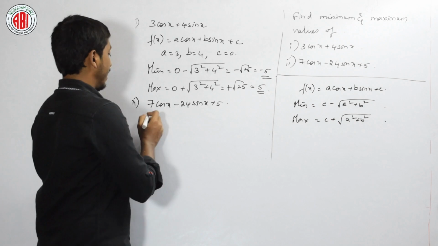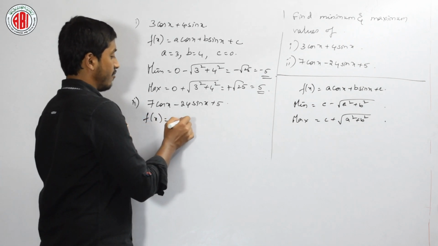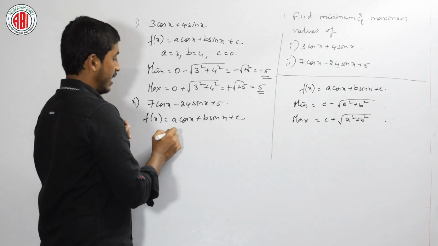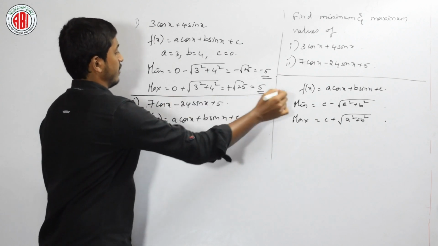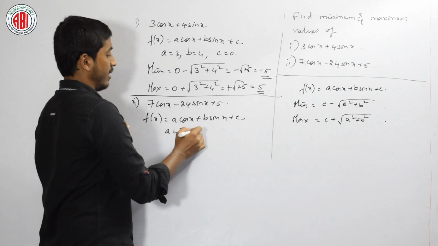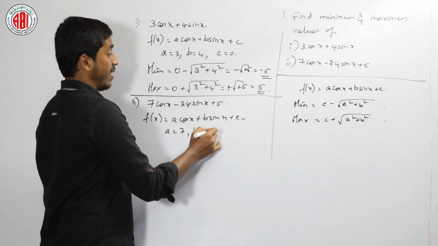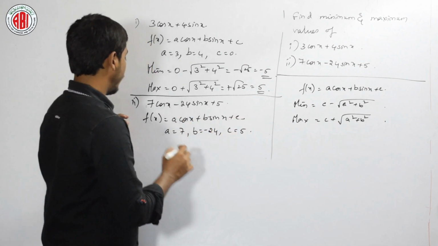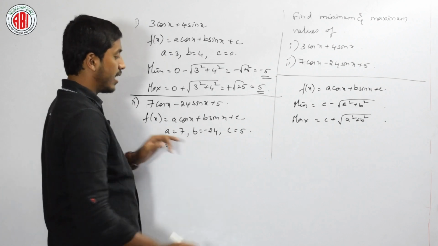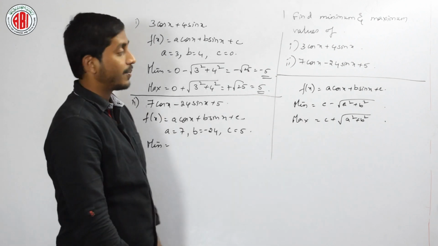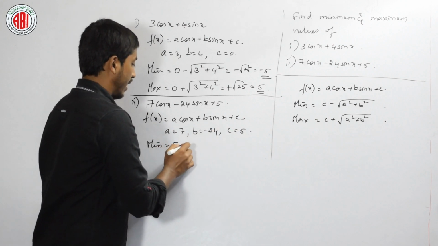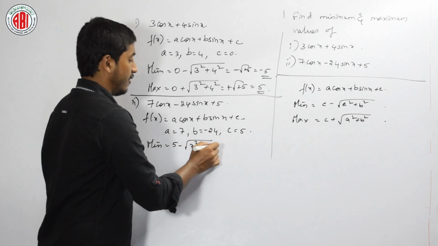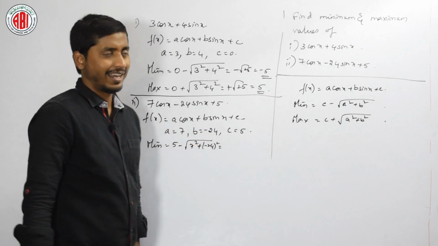See here, again let us compare this with f of x equal to a cos x plus b sin x plus c. What is a here? A is the coefficient of cos x, that is 7. B is the coefficient of sin x, that is minus 24. C is the constant. Let us substitute in the formula. What is the minimum formula? C minus under root a square plus b square. What is c? 5 minus under root 7 square plus minus 24 square, right.